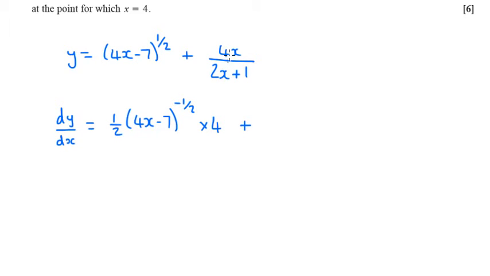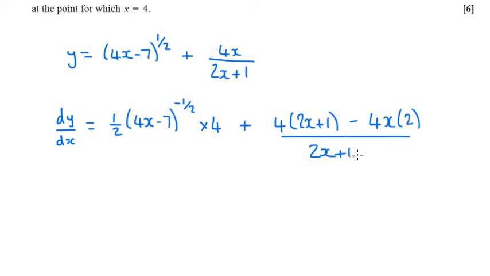The quotient rule for this says differentiate the first term, or the top term, and leave the bottom term alone. Minus, leave the first term alone and differentiate the bottom term. So that's just going to be a 2. And divide it by the square of the bottom.